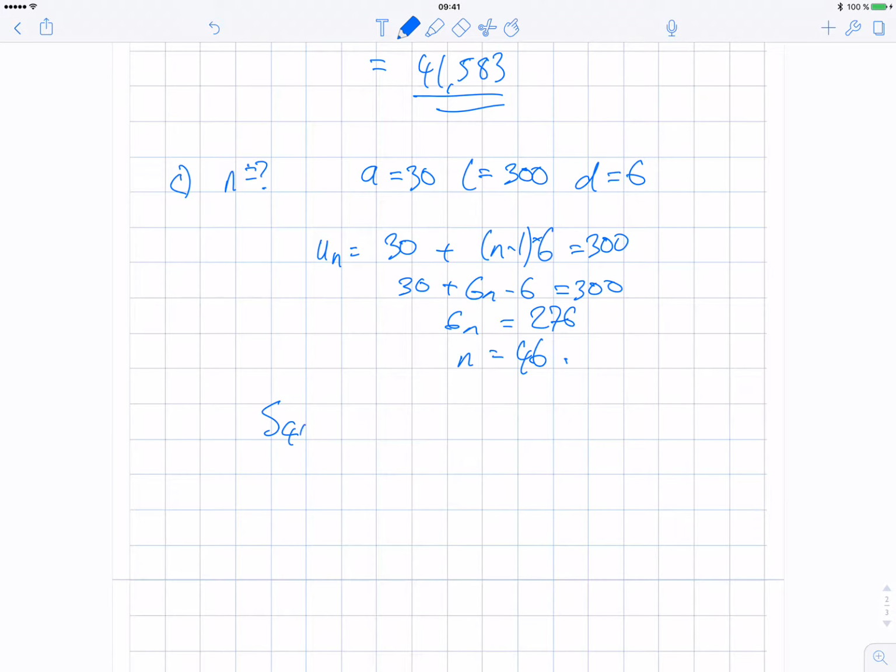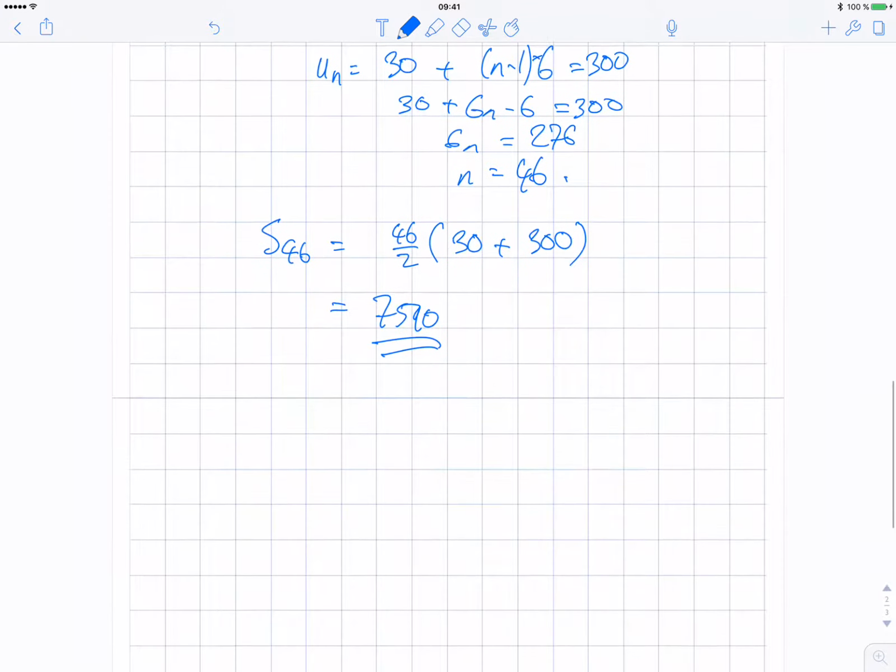So the sum of 46 is equal to n over 2, A is 30, L is 300, and that is equal to 23 times 330, 7,590. The next question is 17.